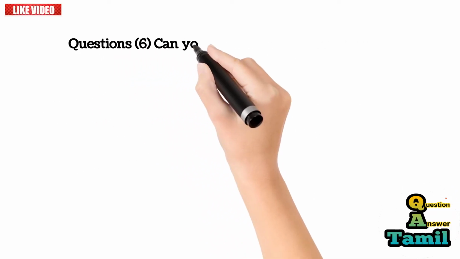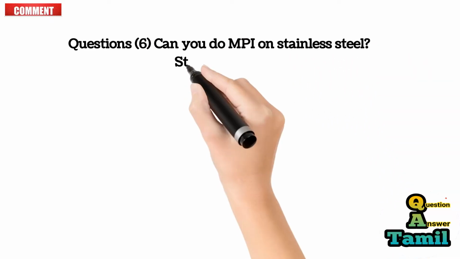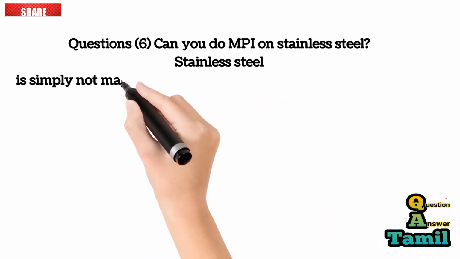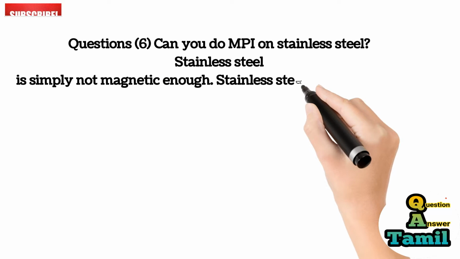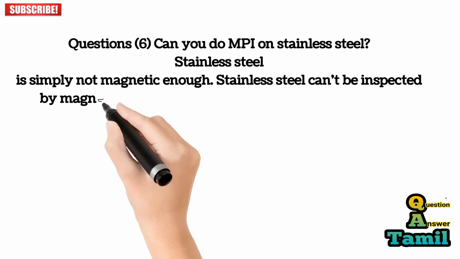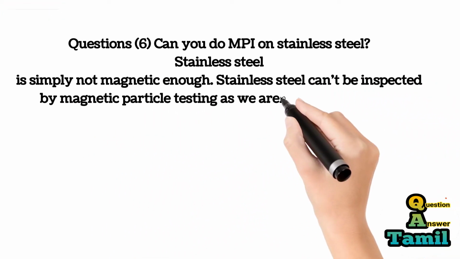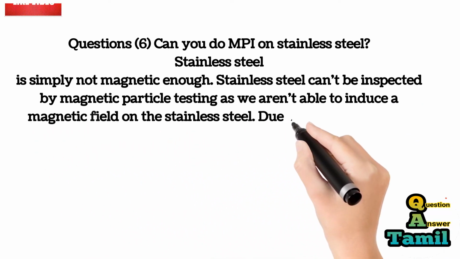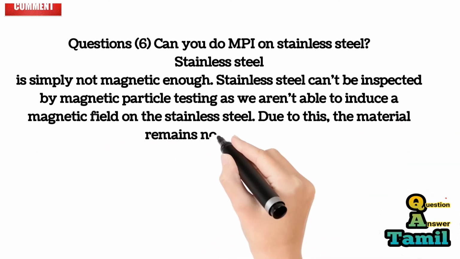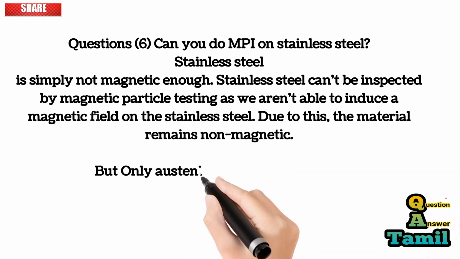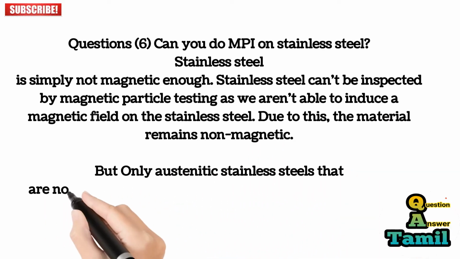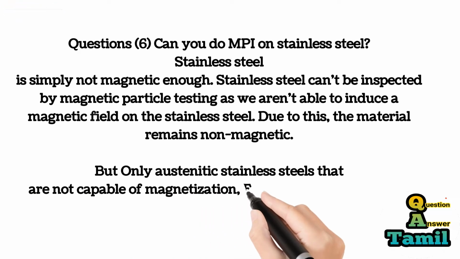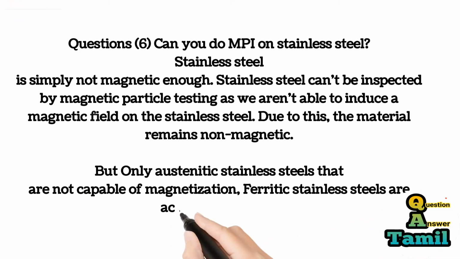Question 6. Can you do MPI on stainless steel? Stainless steel is simply not magnetic enough. Stainless steel can't be inspected by magnetic particle testing as we aren't able to induce a magnetic field on the stainless steel. Due to this, the material remains non-magnetic. But only austenitic stainless steels are not capable of magnetization; ferritic stainless steels are actually magnetic.